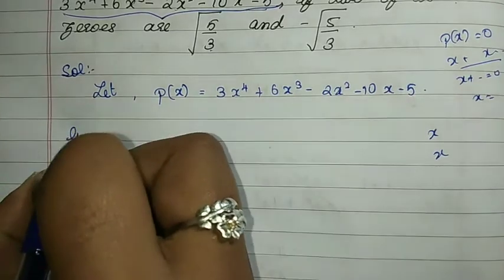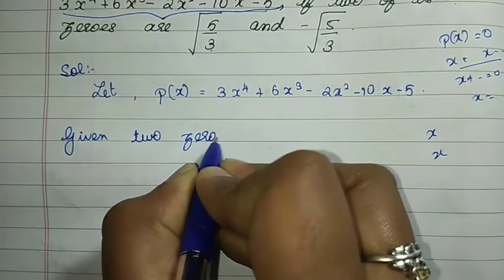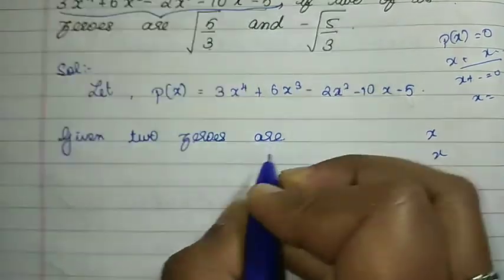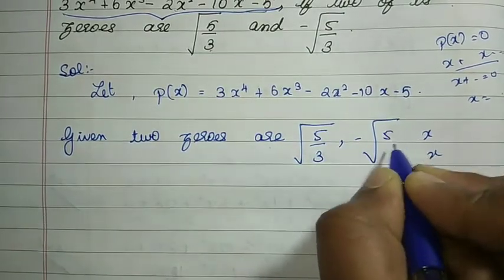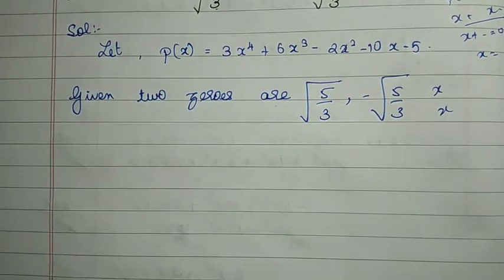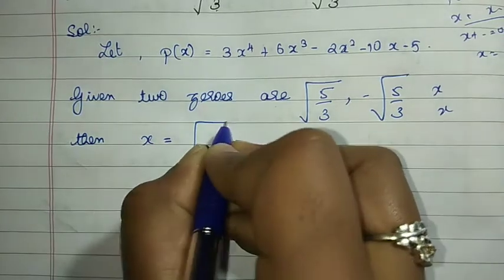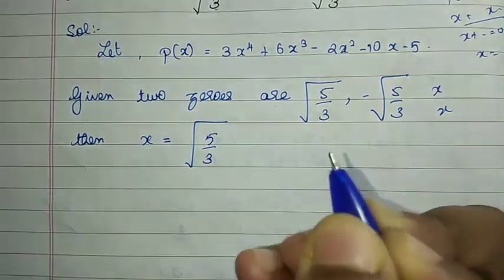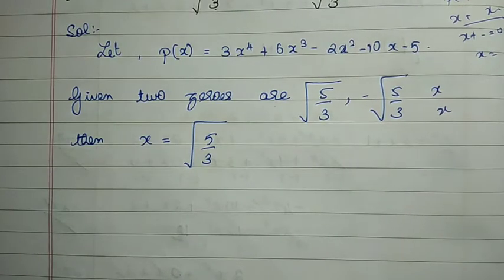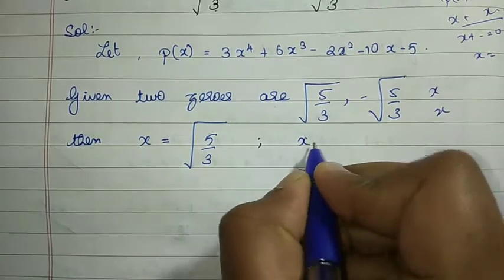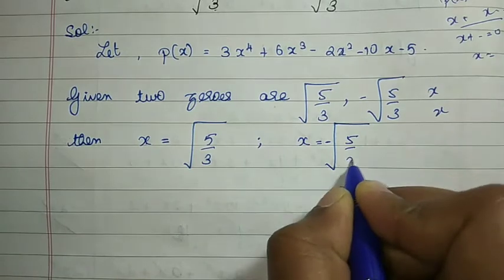So we'll write that the given two zeros are root 5 by 3 and minus root 5 by 3, isn't it? So then x is equal to root 5 by 3, because it is a zero of the polynomial, isn't it? Zeros of a polynomial means the value of x. Okay, so that's what I have substituted over here. Then my x also will be equal to minus root 5 by 3.